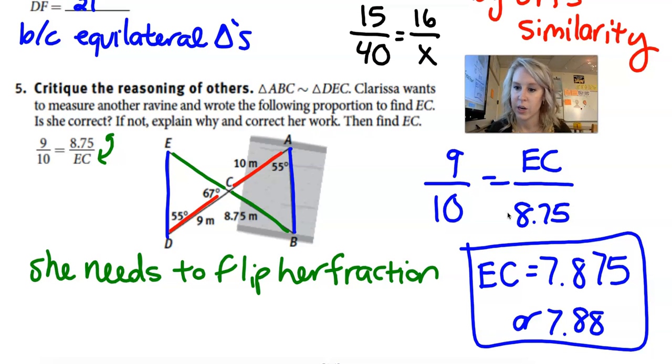You also get a decimal here. I rounded it to 7.88. Okay, meters. I should put a little M for meters. Attention to detail. Okay. All right. So that is how you solve a similar triangle after you prove it's similar. So let me know if you have any questions. Otherwise, you can practice.